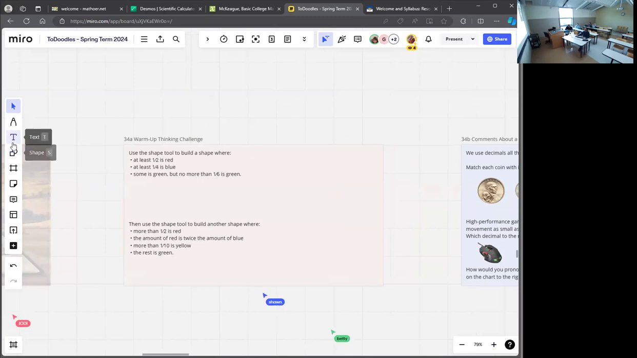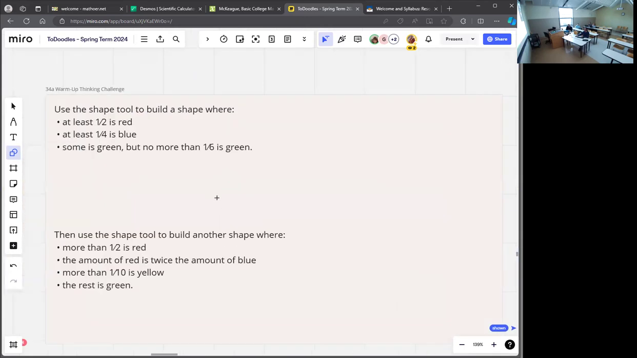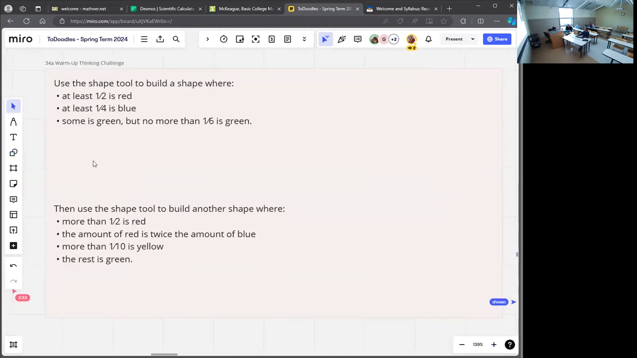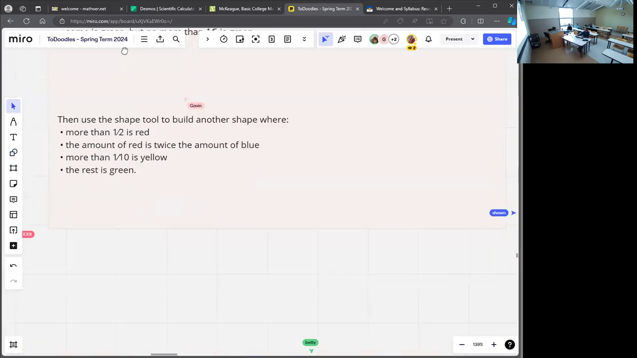First, though, as a warm-up, use the shape tool and build a shape where half is red, a quarter is blue, and some is green, but not more than 1/6. If you like that warm-up, there's another one, but we can just do one of them if that's good enough for everybody. Use the shape tool on the side and build a shape together. It could be a circle, it could be a rectangle, whatever you want to do. If you want to be a Lone Ranger and build your own shape, you can do that, just do it above or below.